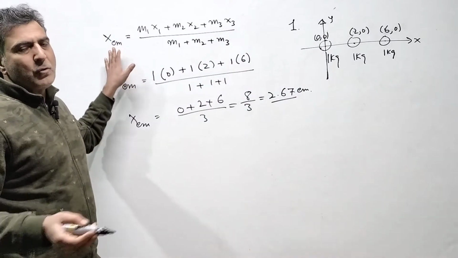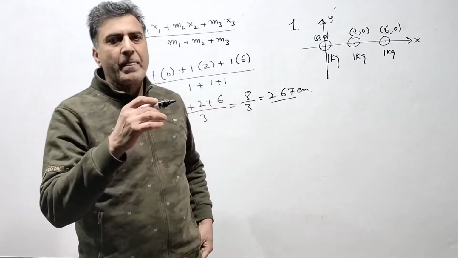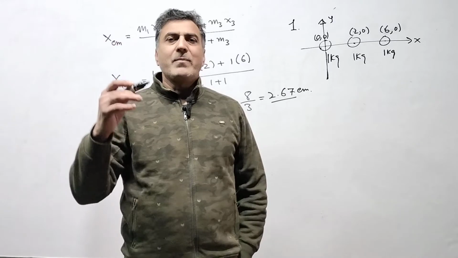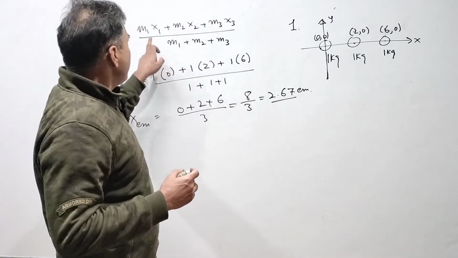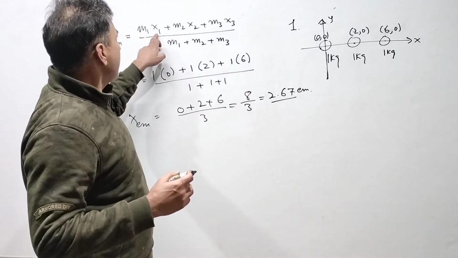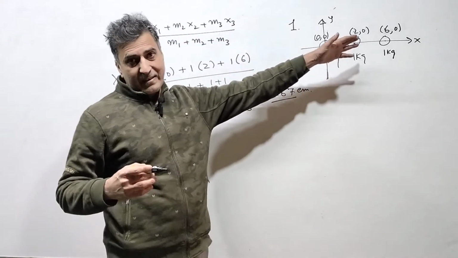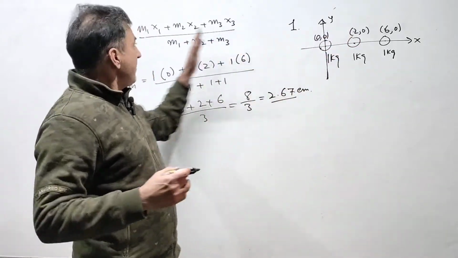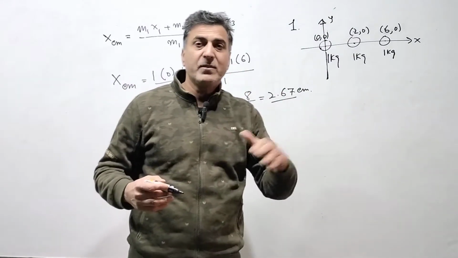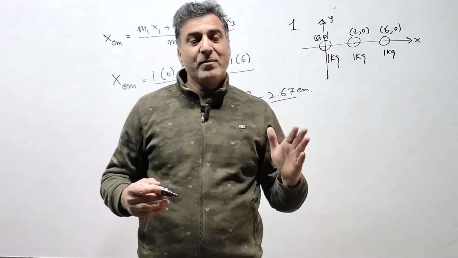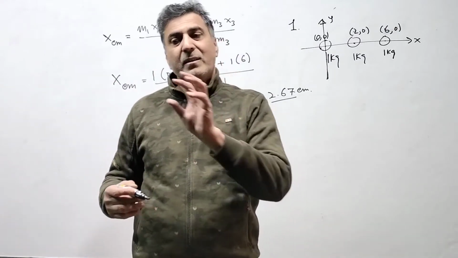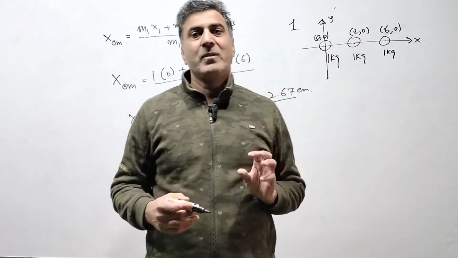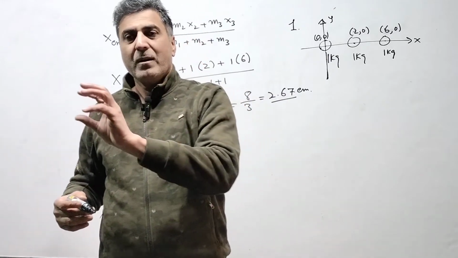If there was a y coordinate also, then we would write y_cm is equal to m1 y1 plus m2 y2 plus m3 y3 divided by the sum of the masses. And the same formula is used in areas, a1 x1 and so on, if they are discs. The same formula we can extend in terms of volumes: v1 x1 plus v2 x2 plus v3 x3, if the volumes of these bodies are given.